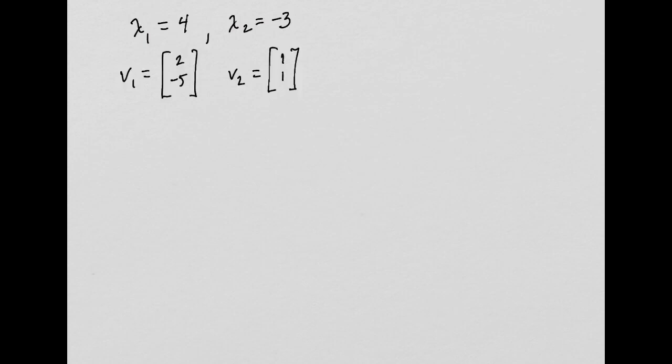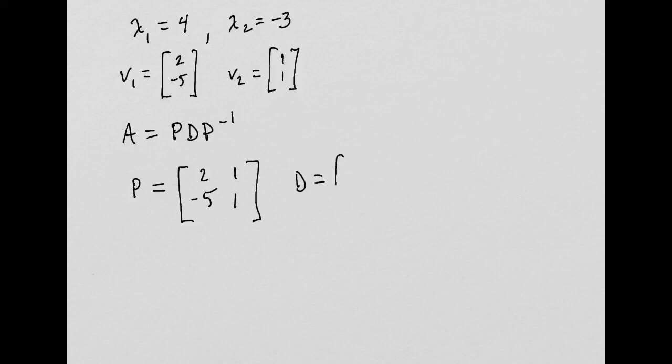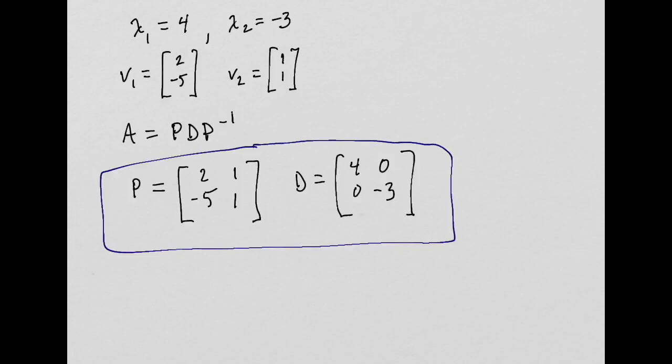So we can do it, and the way we do it is we factor A as P, D, P inverse, where P is a matrix whose columns are the basis vectors for the eigenspaces, and D is a diagonal matrix whose diagonal entries are the corresponding eigenvalues. When you diagonalize a matrix, it's sufficient just to give P and D.